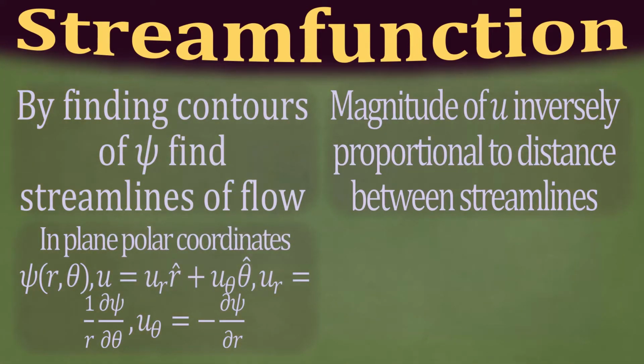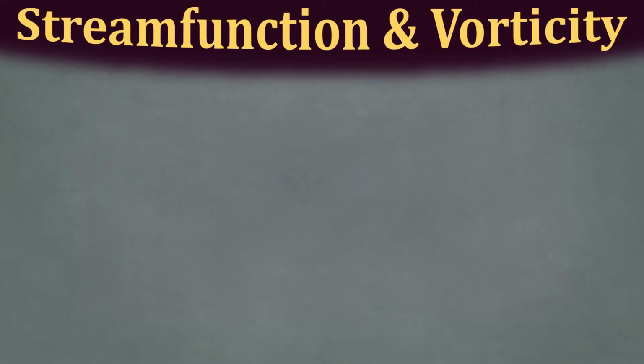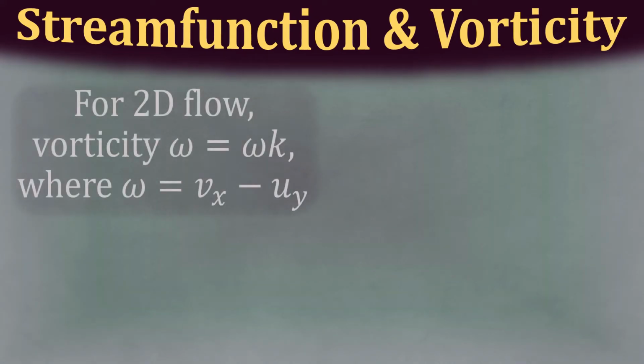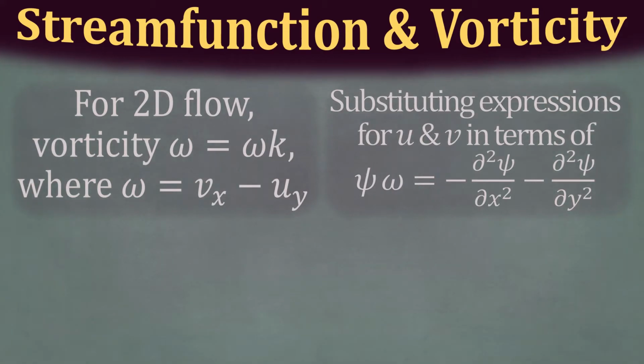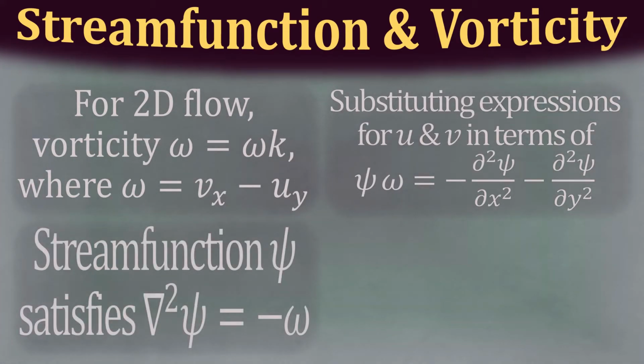Next, let's discuss the relationship between the stream function and vorticity. For a 2D flow, the vorticity is omega = omega k, where omega is equal to v_x minus u_y. Substituting the expressions for u and v in terms of psi, we have that omega is equal to minus the second partial derivative of psi with respect to x minus the second partial derivative of psi with respect to y. Hence, the stream function psi satisfies the Laplacian of psi is equal to minus omega.